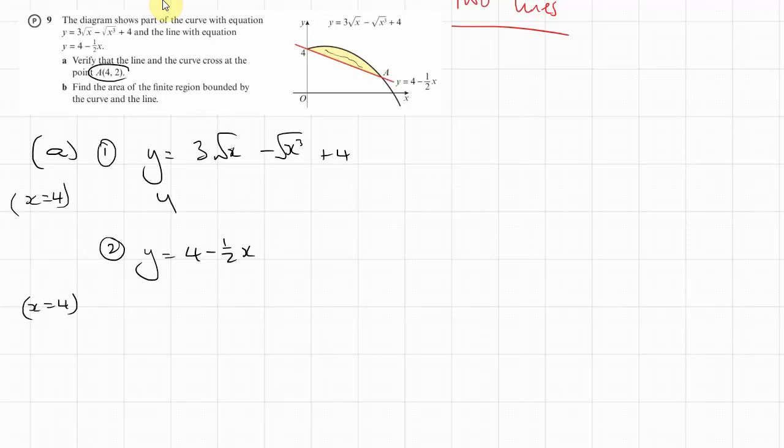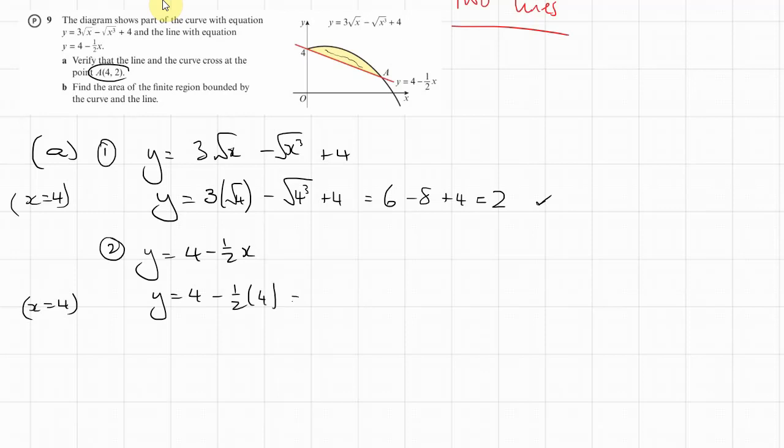So let's go y equals 3 lots of the square root of 4 minus the square root of 4 cubed plus 4. That equals, 3 times 2 is 6. 4 cubed is 64, square rooted is 8. 6 minus 8 is minus 2, plus 4 is 2. So this one has a coordinate of 4, 2. So that works. So let's go for this. Y equals 4 minus a half lots of 4. That's 4 minus 2. That is 2.